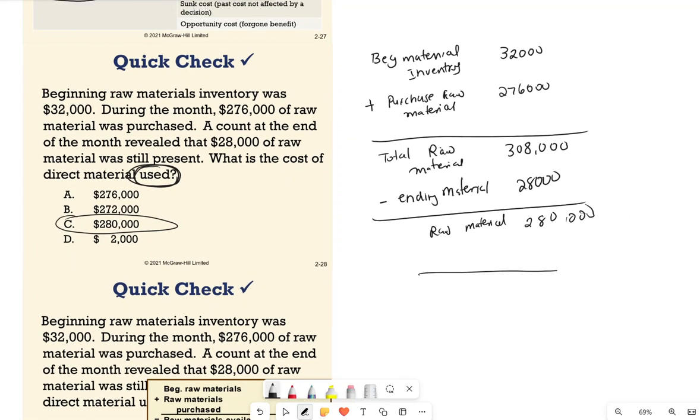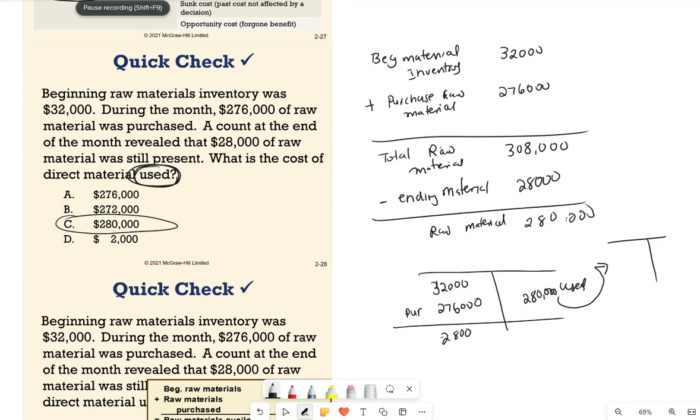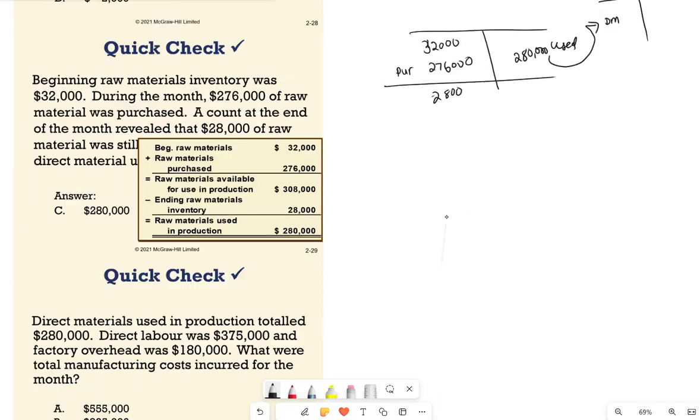So you could do it this way. If you don't like doing it this way, there's another way of doing it. Your beginning raw material is 32,000. My purchases are 276, and they told us my ending is 28,000. What we do is that we used it into the production. If it's used, it is moved from the raw material, it goes into my work in process. So in work in process we have our direct material, direct labor, and manufacturing overhead. So we've done the question, and this is my answer.